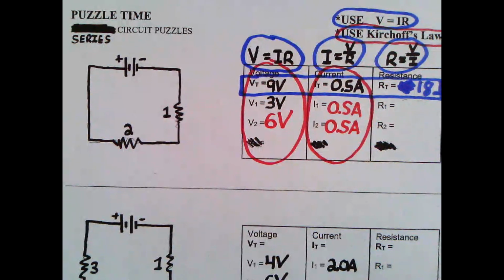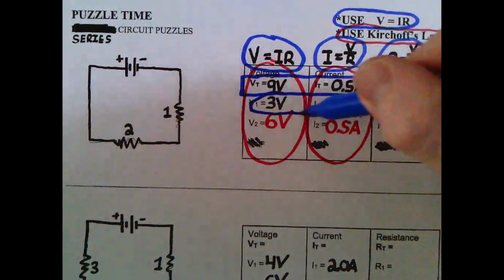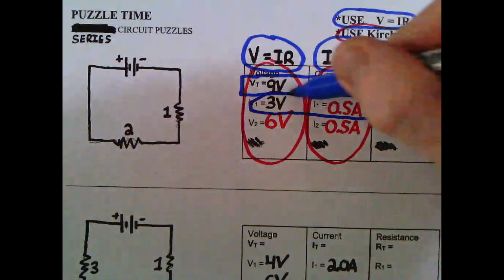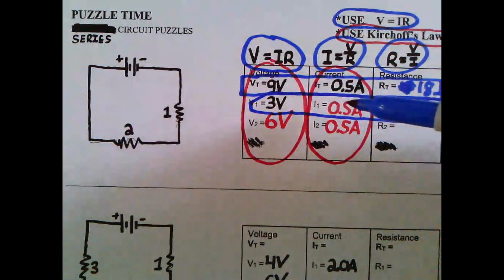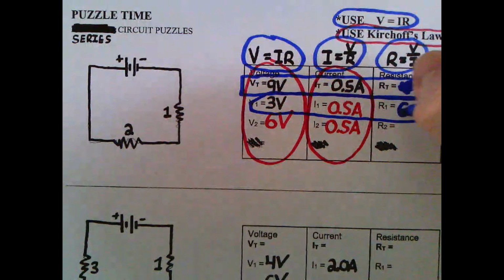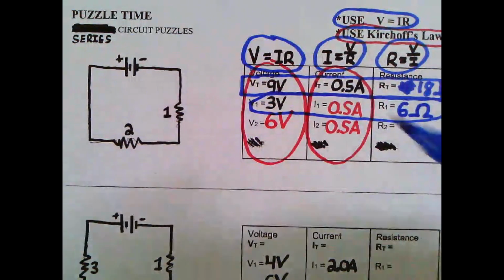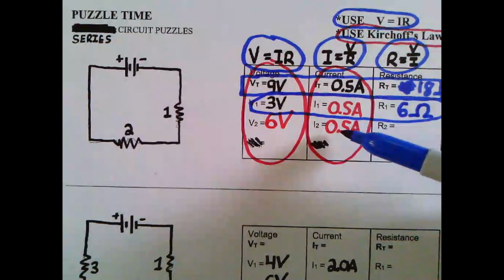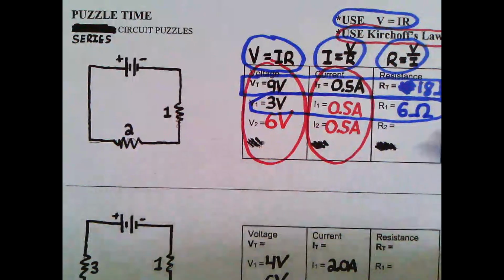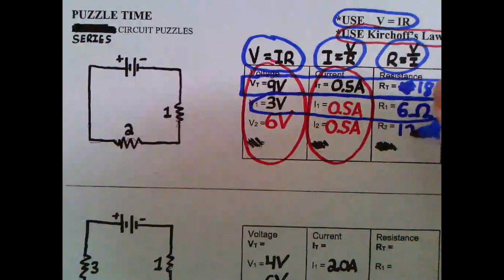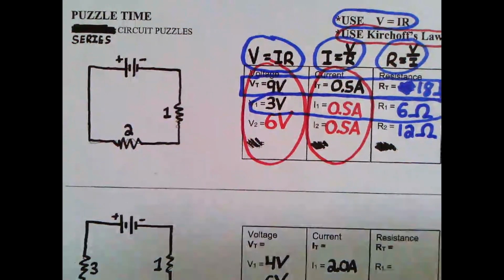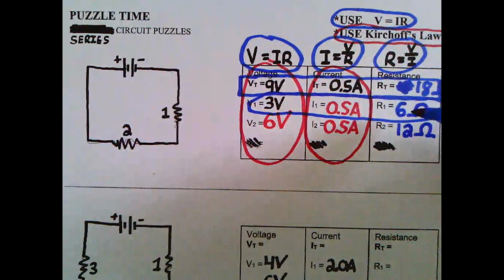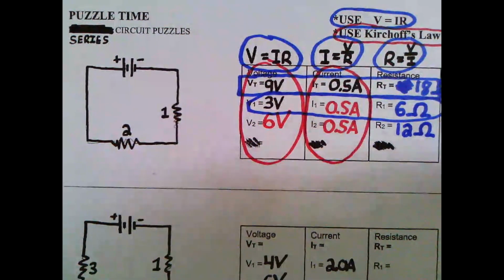Now I want to find out the resistance. So I go in here and I check for my resistance, and I say that this is 3 volts, this is 0.5 amps, so I know it's voltage divided by current. So 3 divided by 0.5 is 6 ohms. 6 volts divided by 0.5 amps, so 6 divided by 0.5 is 12. And now I have all the pieces. You can also check your work to make sure that 6 plus 12 equals 18, so everything seems good.